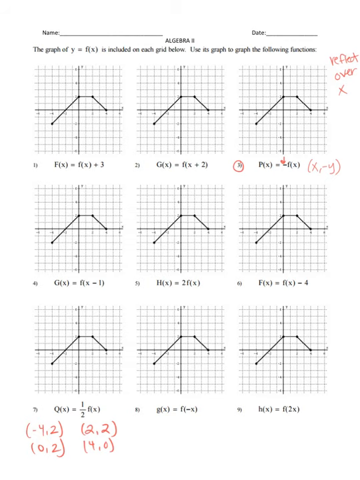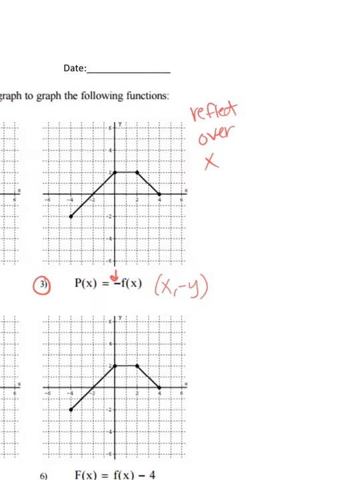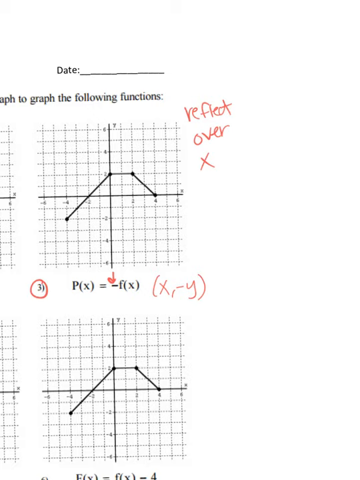Now, with this one, I'm going to zoom in so maybe I can have a little more room, okay? With this one, I'm going to rewrite my points, and it was -4, -2. I hope I wrote that right. I will go back and change it if I did not, okay? -4, -2, and then 0, 2, and then 2, 2, and then 4, 0. So those are my points.